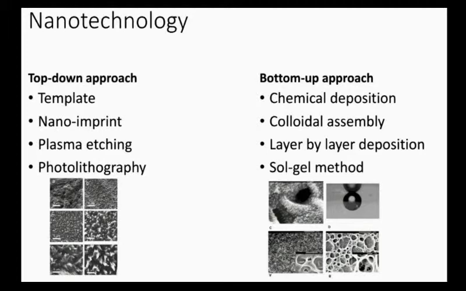There are mainly four methods in the top-down approach: template method, nanoimprint method, photolithography method, and plasma etching method. The advantage of the top-down approach is its high precise structural control. In the bottom-up approach, main methods include chemical deposition, colloidal assembly, layer-by-layer deposition, and sol-gel method. The advantage of the bottom-up approach is its low cost compared to the top-down method.